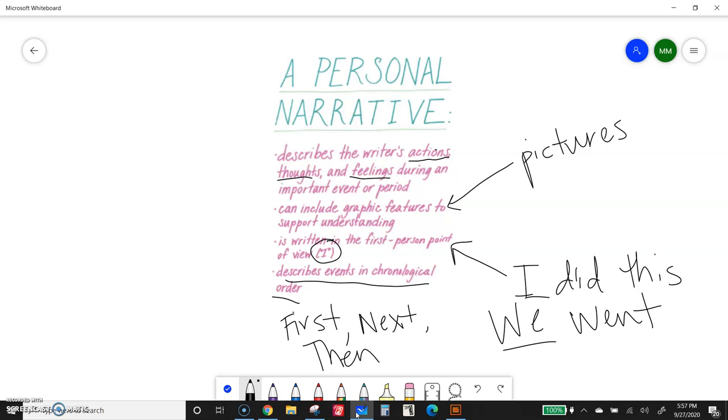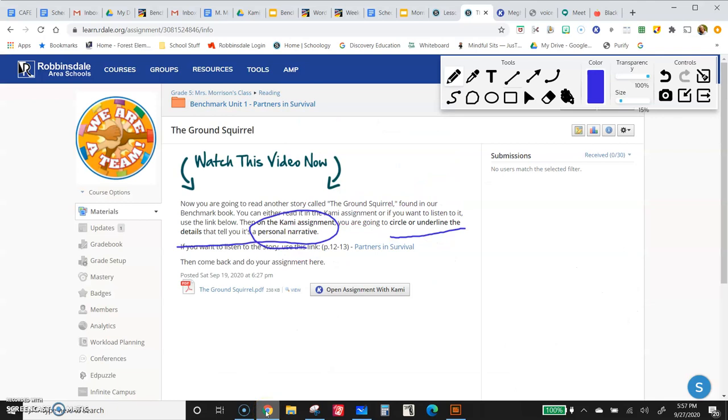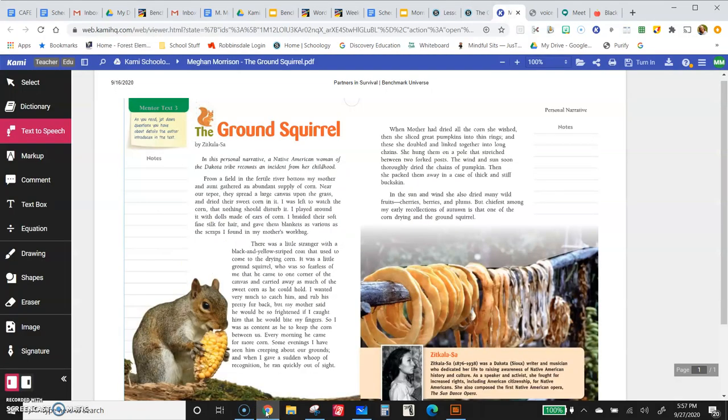The book we're reading for Read Aloud, One Crazy Summer, is a personal narrative. Personal narratives can be true or they can be fiction. You could have a true personal narrative that someone went through, or something like Diary of a Wimpy Kid, where it's fiction, but he's telling you about what he went through, what he did, what he thought, what he felt.